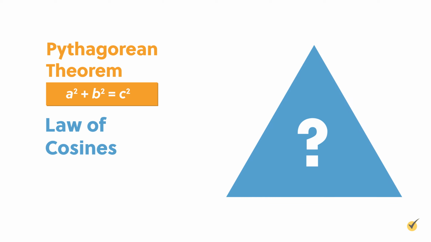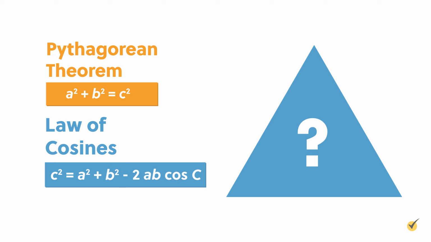That's where the law of cosines comes in. It allows us to find the third length of any triangle. Here's the formula. The length of side c squared is equal to the length of side a squared plus the length of side b squared minus 2 times the length of side a times the length of side b times the cosine of angle c.